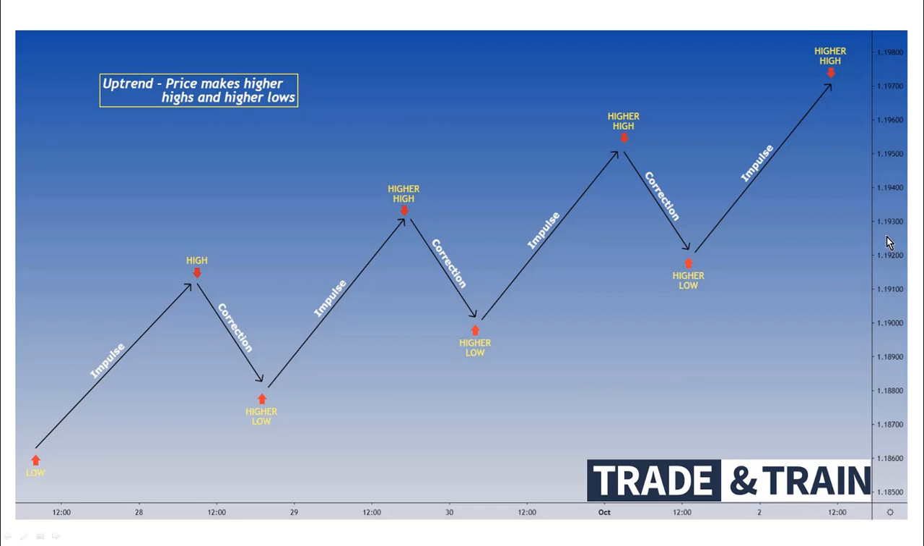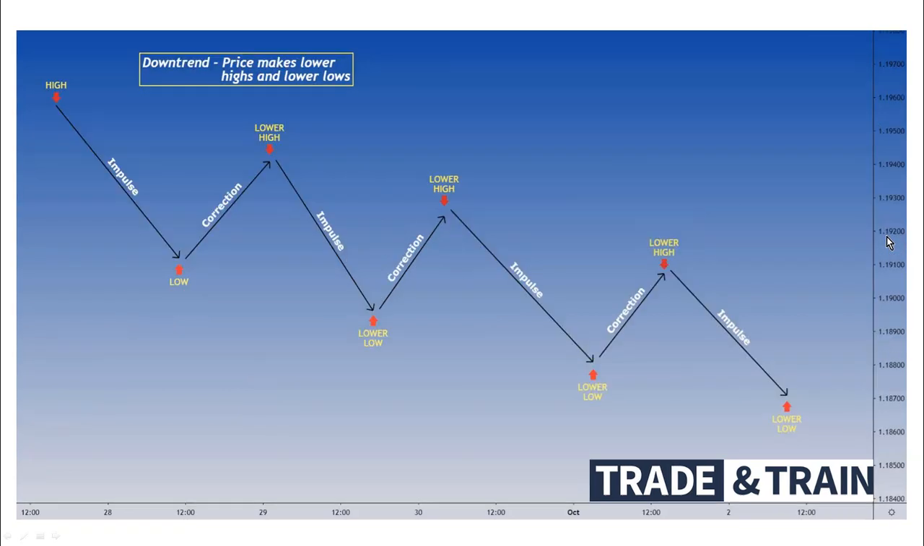So the opposite of an uptrend is a downtrend, and that's defined as when price makes lower highs and lower lows. So we can see the highs getting lower each time and the lows getting lower. Again, the movement in line with the trend is called the impulse, and against the trend is called the correction.